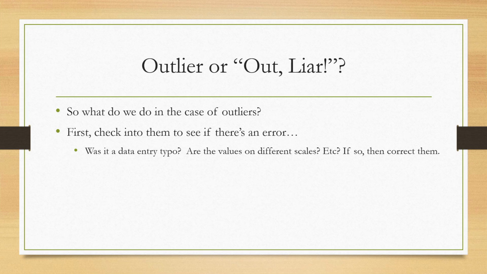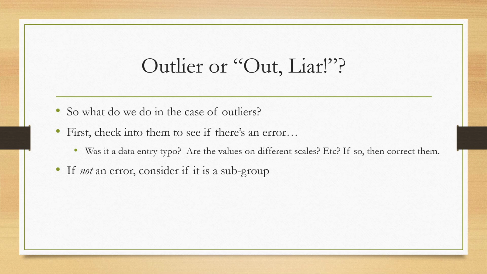Now, if there's not an error, if this wasn't a data entry error, if this wasn't an error of scale or something like that, then the second thing we do is to consider what story this is telling us. So we have an individual or several individuals who represent outliers. We've confirmed that these are not errors. Let's figure out what's going on there.